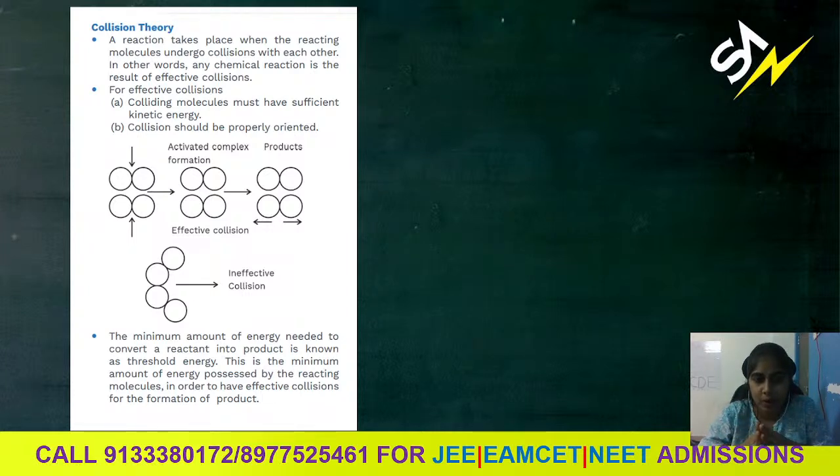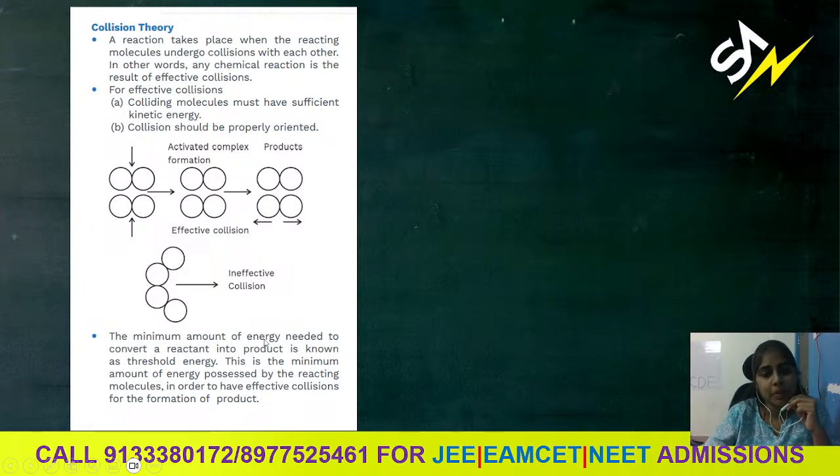If that proper way is showing correct formation, they are called activated complex formation. They result in formation of products. If they are improper, they are ineffective collisions. They do not form any products.